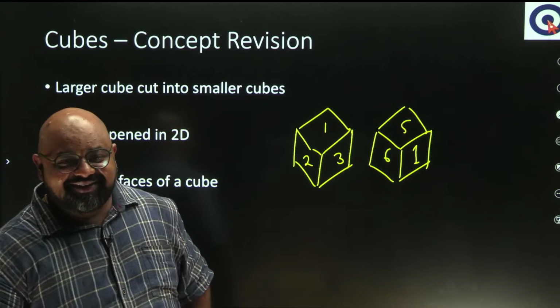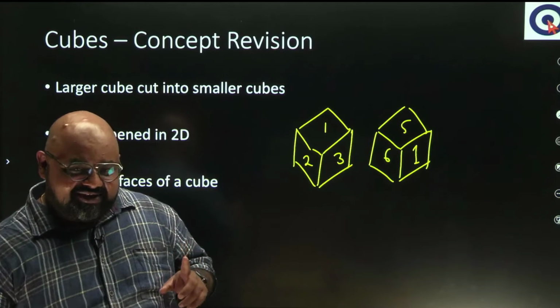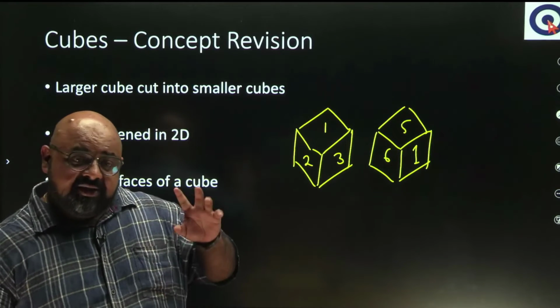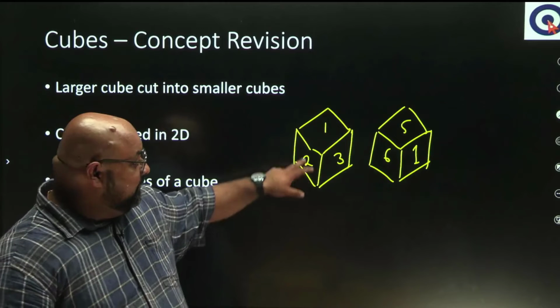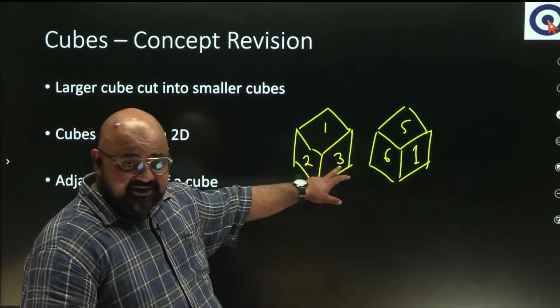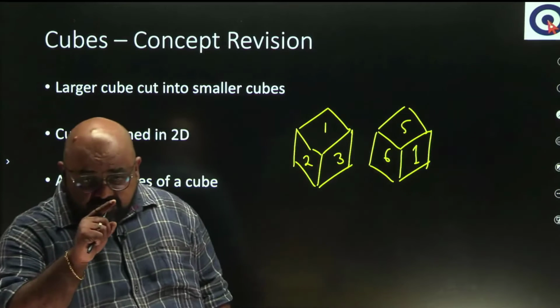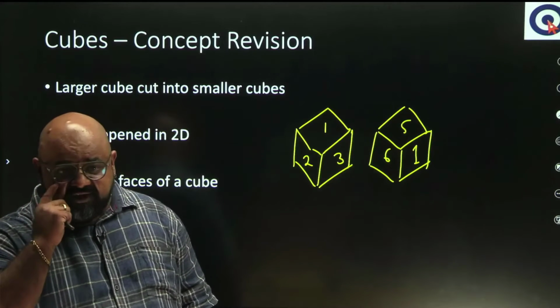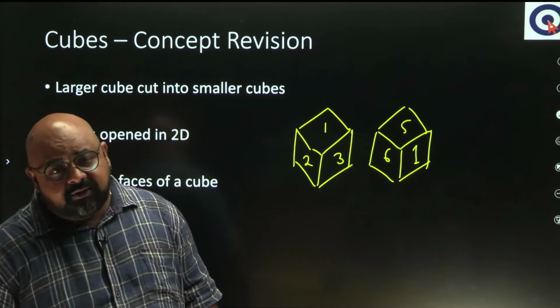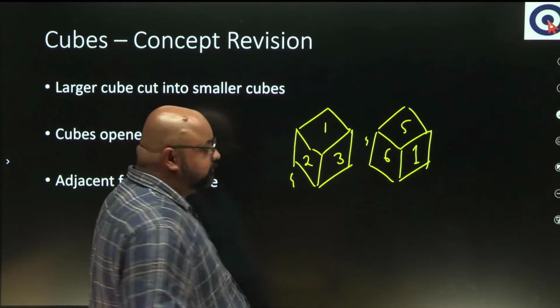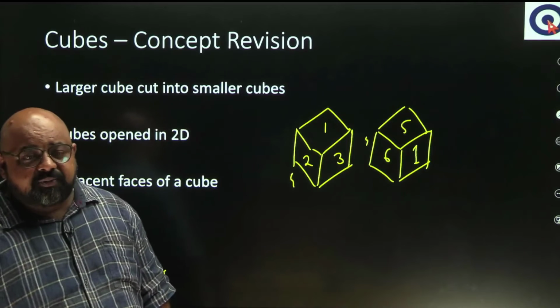The first thing that you will check is, if you know the adjacent numbers of any face, you will know what is opposite. For example, 1 is adjacent to 3, 1 is adjacent to 5, 1 is adjacent to 6. So the 4 adjacent faces for 1 are 2, 3, 5, 6. So what will be opposite 1? Has to be the remaining number, that is 4. Which number will be opposite 2?